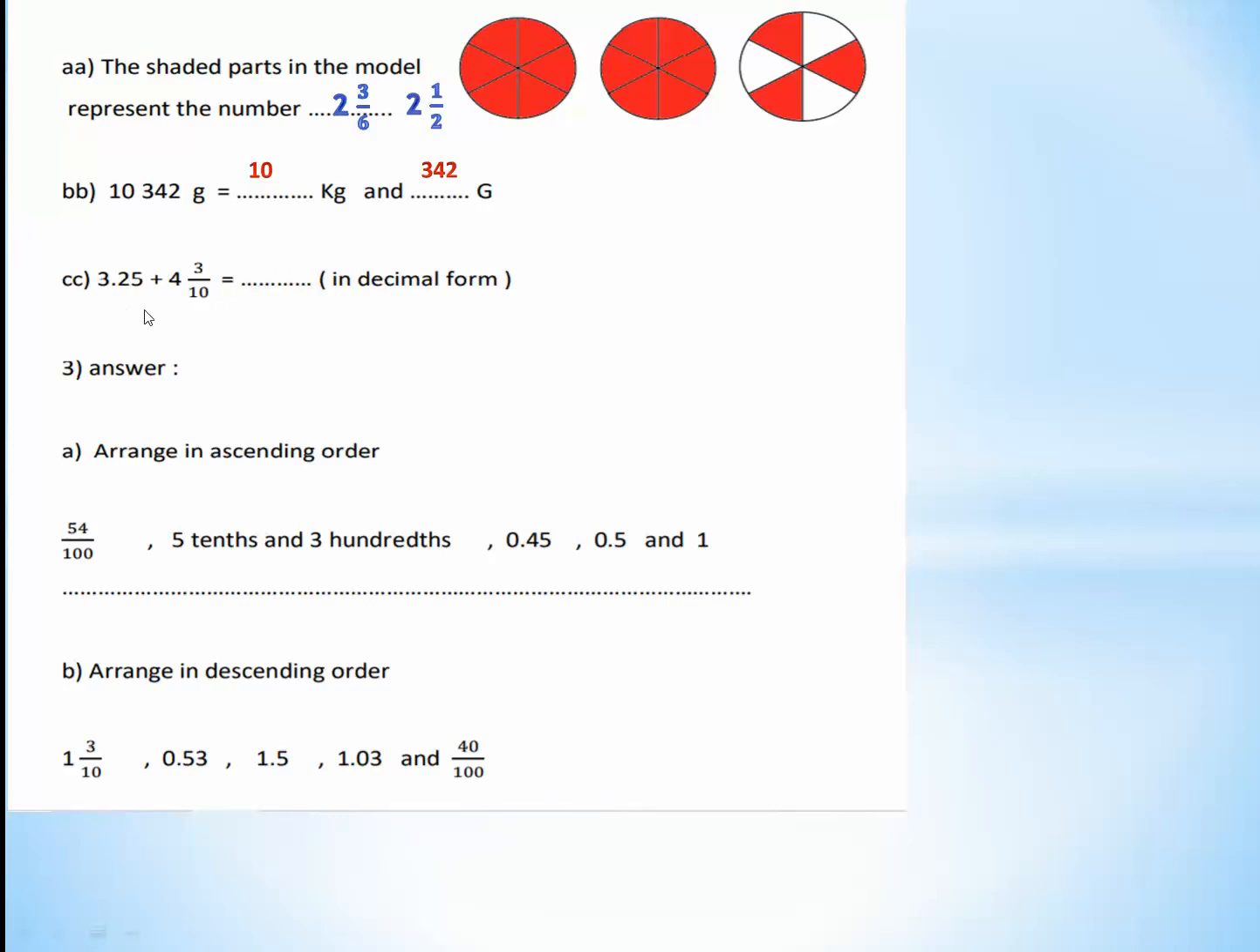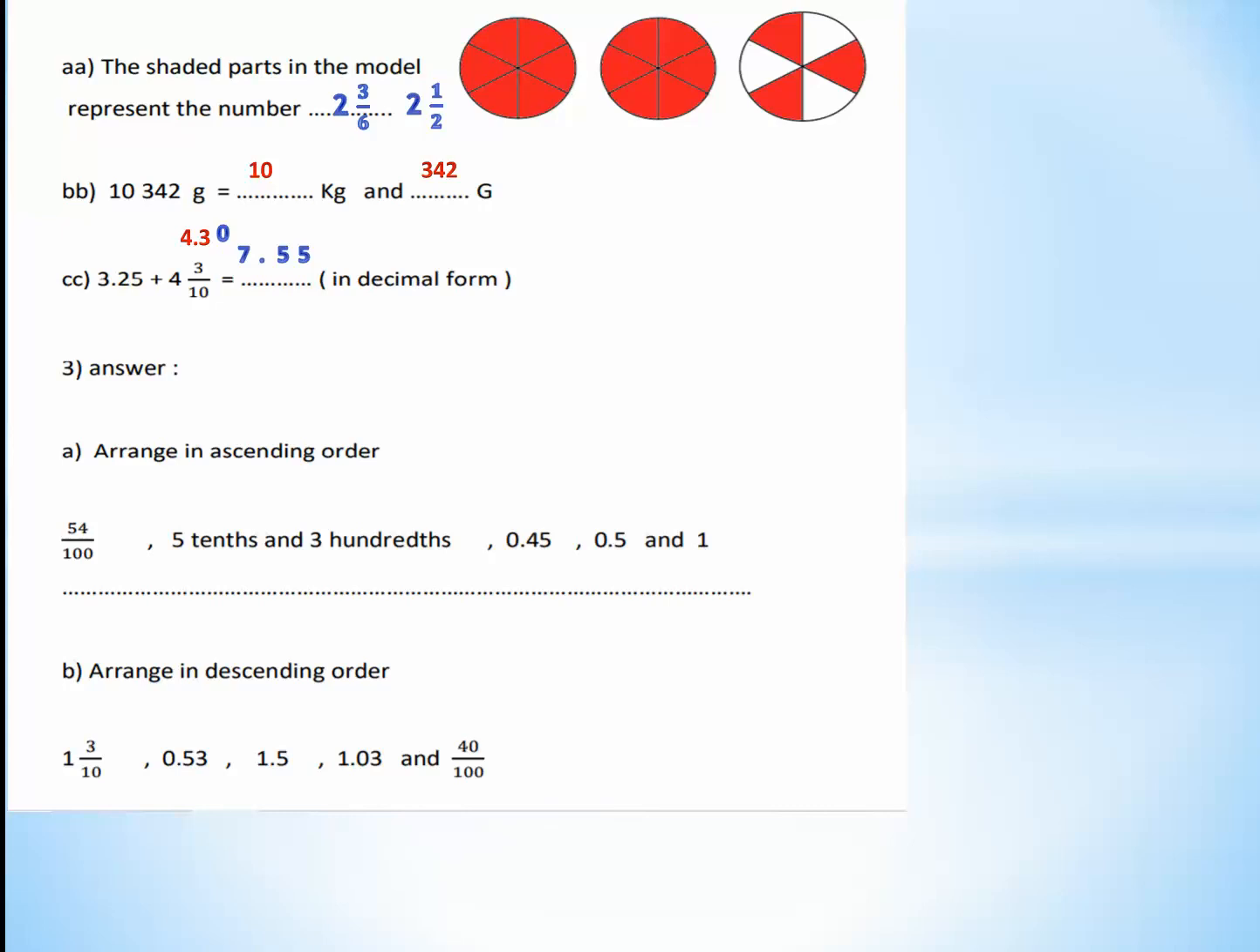Okay, 3.25 plus 4 and 3 tenths. In decimal form, let's convert this. It will be 4.3, and here we have 2 decimal places, and here we have 1 decimal place, so it will be 0. 0 plus 5 equal 5, 3 plus 2 equal 5, and 4 plus 3, and put the decimal point, 4 plus 3 equals 7, so the answer will be 7.55.